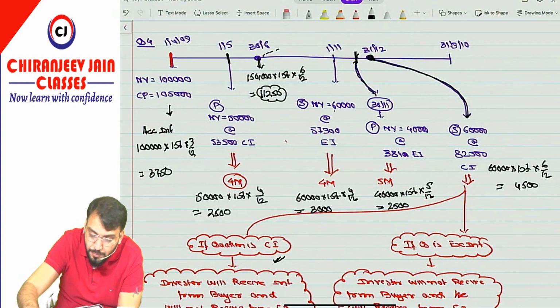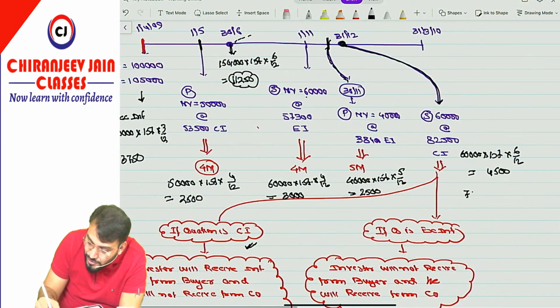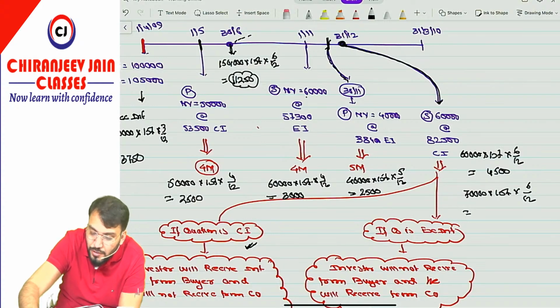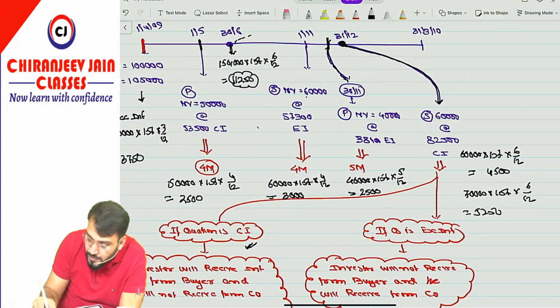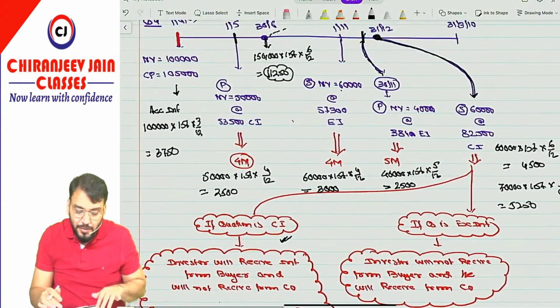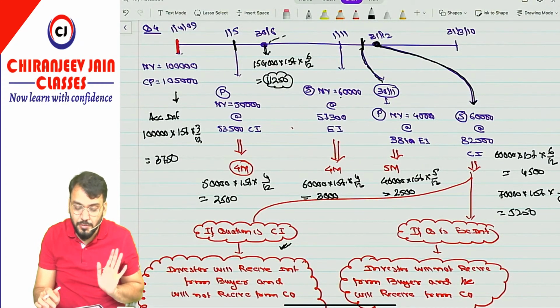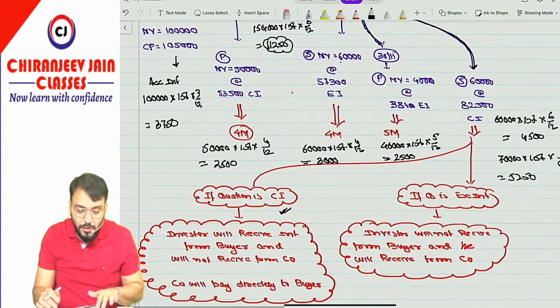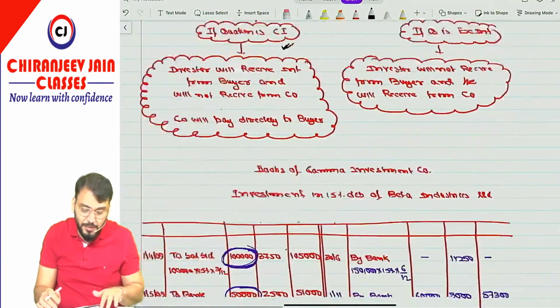1 lakh plus 50,000 minus 60,000 plus 40,000, then minus 60,000. This becomes 70,000. So on 70,000 we receive from the company on the same date. So 70,000 into 15% into 6 divided by 12 is 5,250. So this becomes the entire calculation. Let us now do the account. This much, have you understood? Got this point? Okay, let's prepare the account.